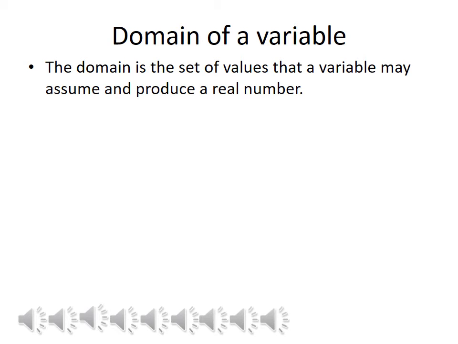Now we're going to talk briefly about the domain of a variable. The domain of a variable is defined to be the set of values that a variable may assume and produce a real number. So this is the set of numbers that you can actually plug into the expression and get an actual answer back. Now the two things that we're going to be concerned with when we find the domain is, remember, the denominator of a fraction cannot be 0, and the number underneath the square root sign cannot be negative. So these are what we're going to look at to find the domain.